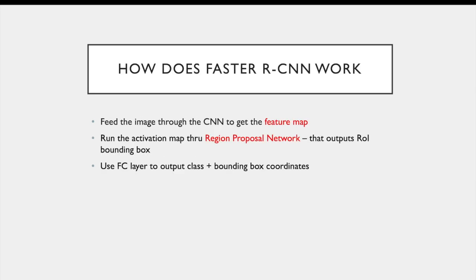How does Faster R-CNN work? The raw image, or the raw input, will be fed into the CNN to get the feature map, and it will run the activation map through the RPN, which will output the ROI, region of interest, bounding boxes. In the last layer, it uses a fully connected layer to determine the class and the bounding box coordinates of the object.